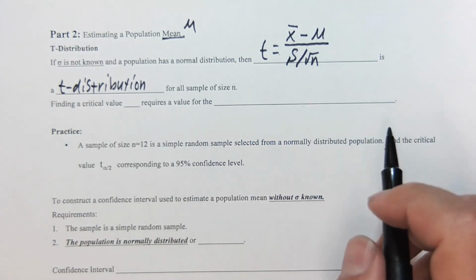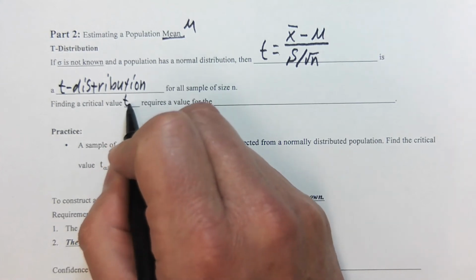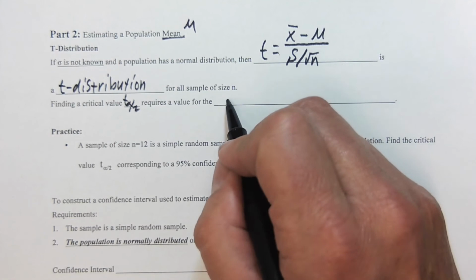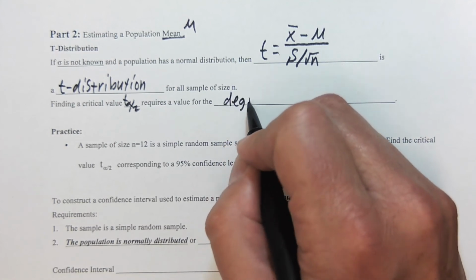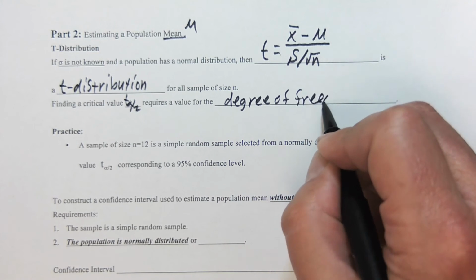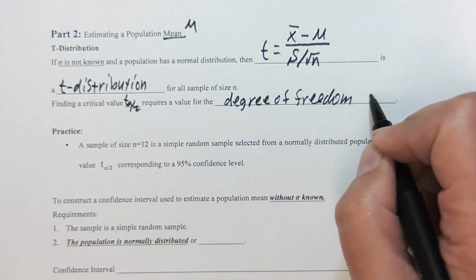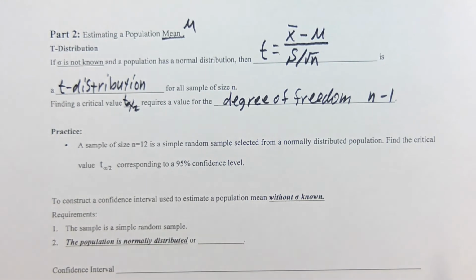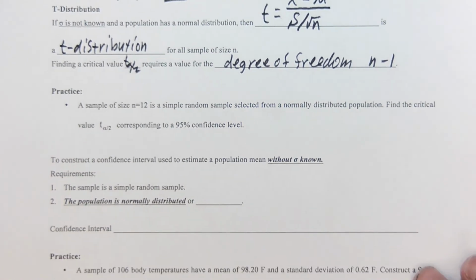And actually, our t sub alpha over 2 requires a value for the degrees of freedom, which is going to be n minus 1. We'll talk more about that here in a moment. So, I'm going to do a little practice here.